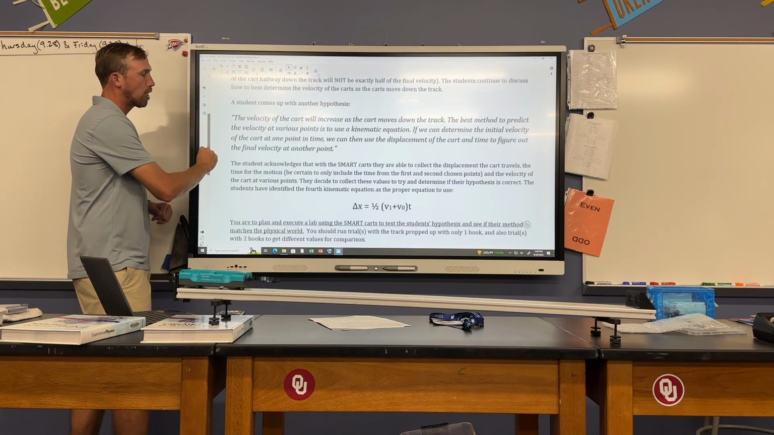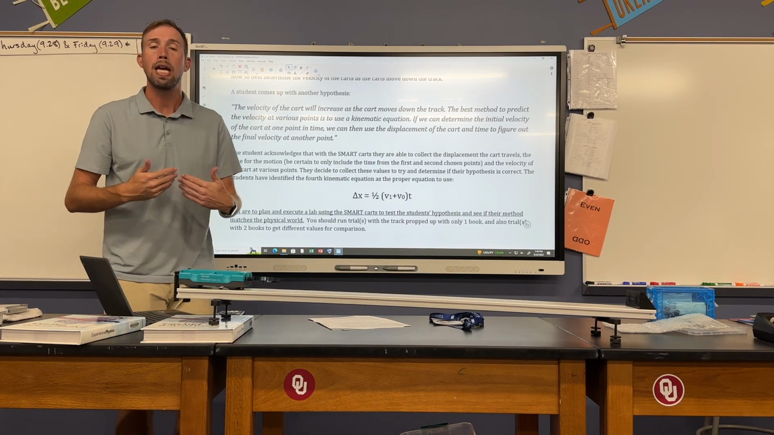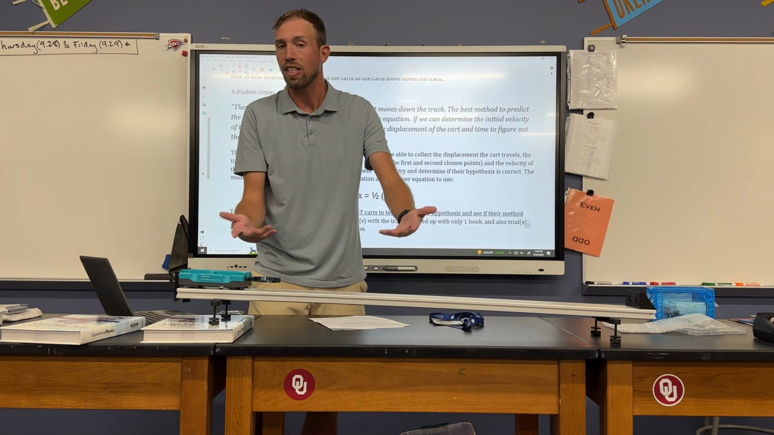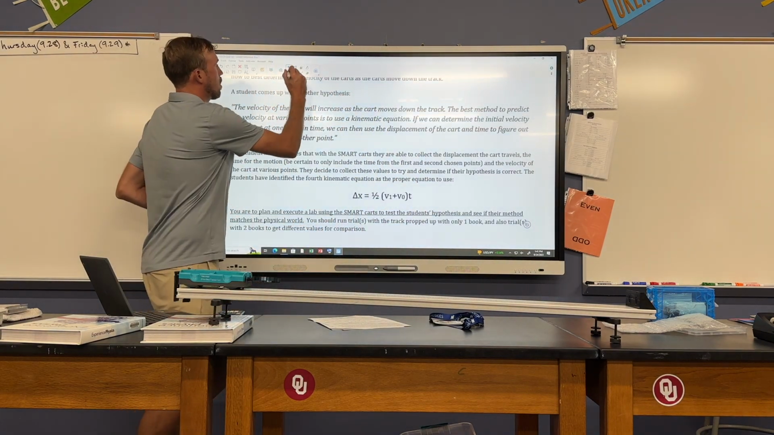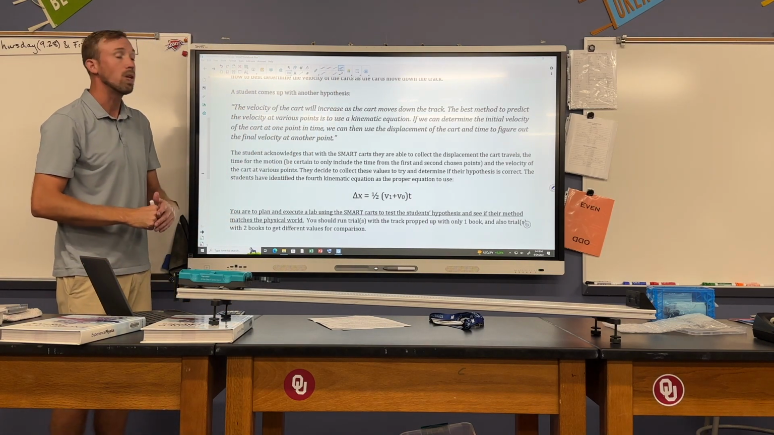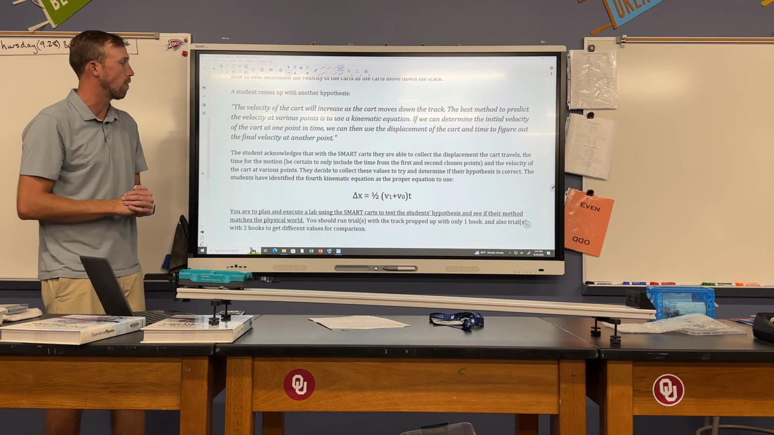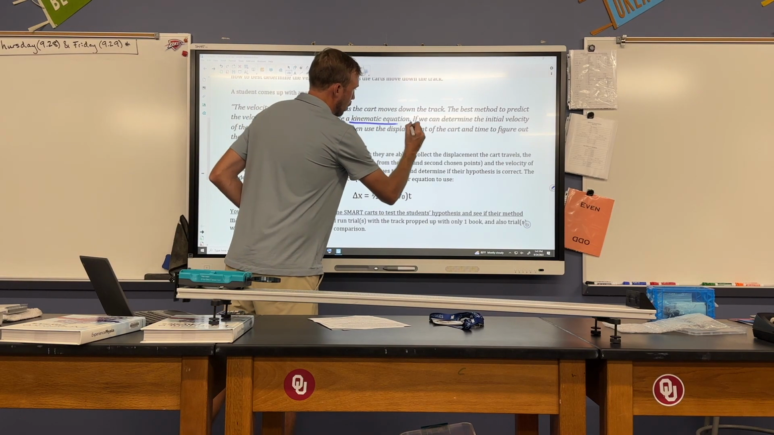Okay, so effectively what we're going to be doing here is checking a hypothesis made by a student that deals with the velocity of the cart, how fast it's moving as it moves down the track. So our student's hypothesis goes like this. The velocity of the cart will increase as the cart moves down the track. The best method to predict the velocity at various points is to use a kinematic equation.